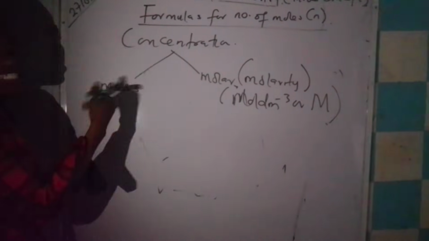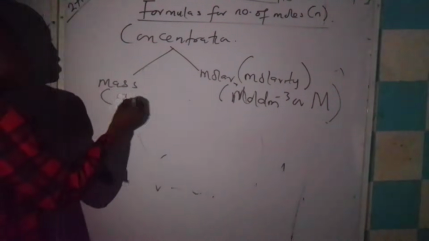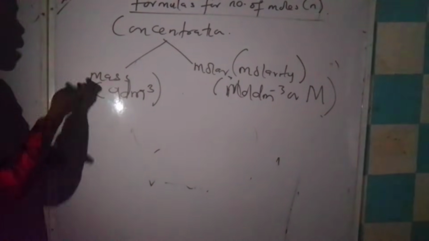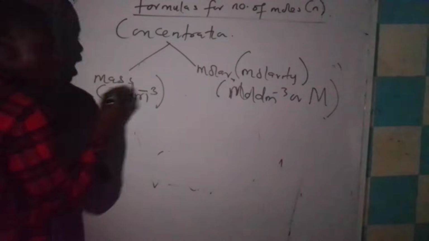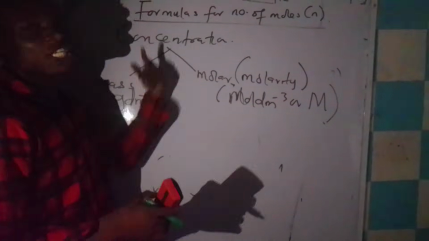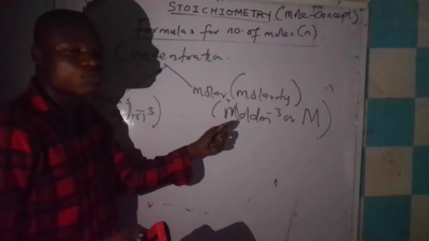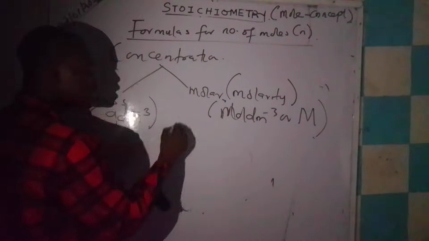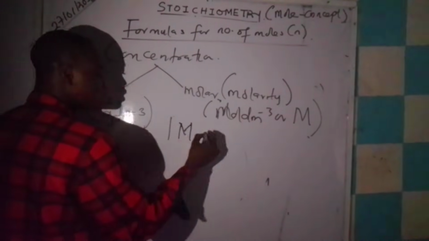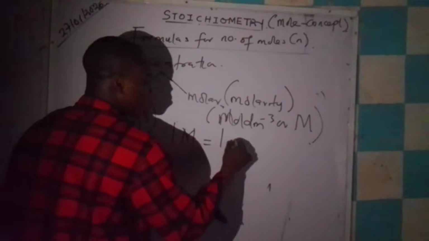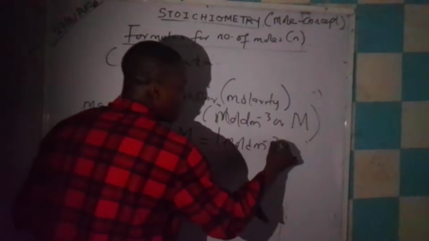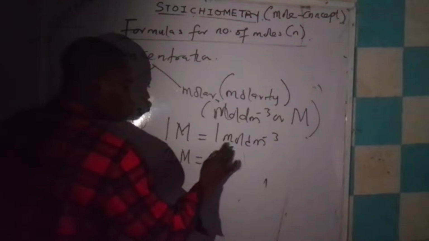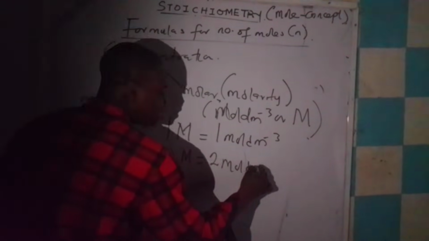But mass concentration is measured in gram per dm³. So mass concentration is gram per dm³, while molar concentration or molarity is mole per dm³ or molar. That means if I say 1 molar, it's the same thing as 1 mole per dm³. If I say 2 molar, it's the same thing as 2 mole per dm³.